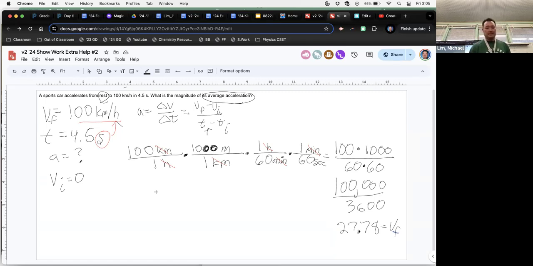So now we plug in A equals, and then we put in V sub F. And then we divide by our T. All right, Michael, give us our acceleration. Yep, and everyone do the same. Let's try to get the same answer.